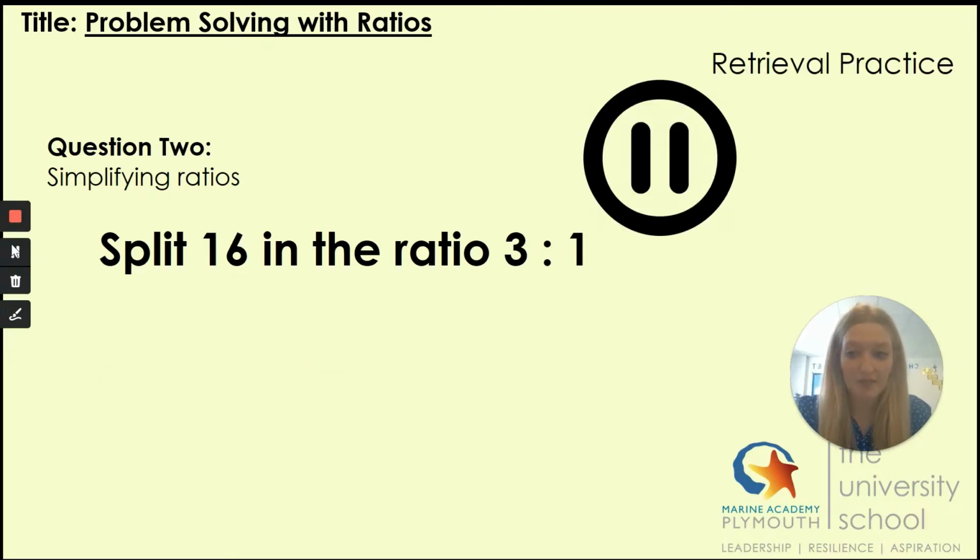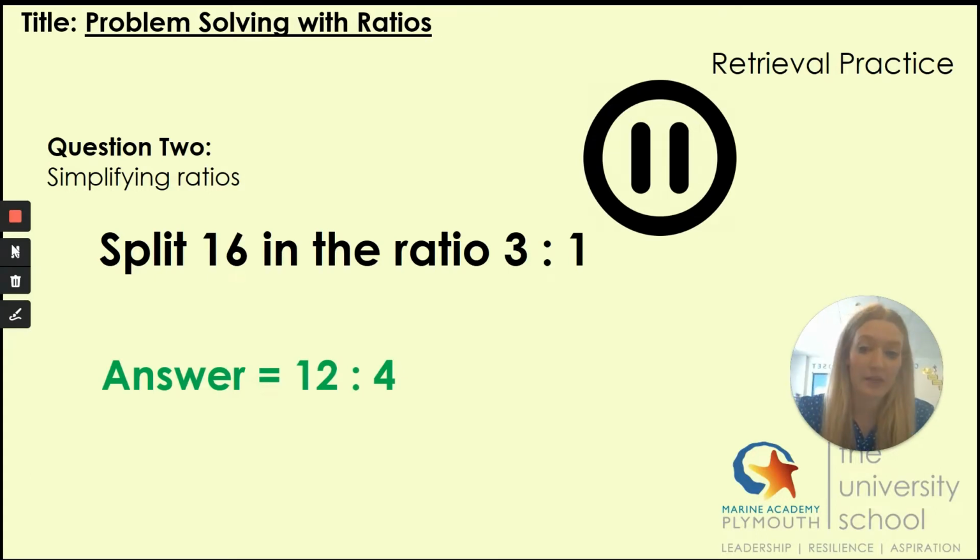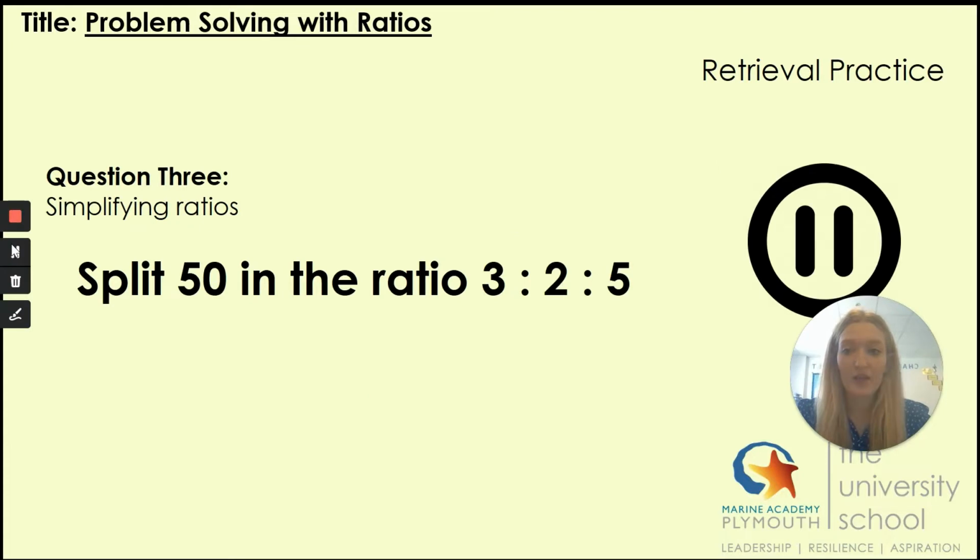Question 2. Split 16 in the ratio 3 to 1. Pause. And 3, 2, 1, pens drop, green pens up, and ticking your answer, you should have 12 to 4. Again, adds up to 16. We've done that correctly.